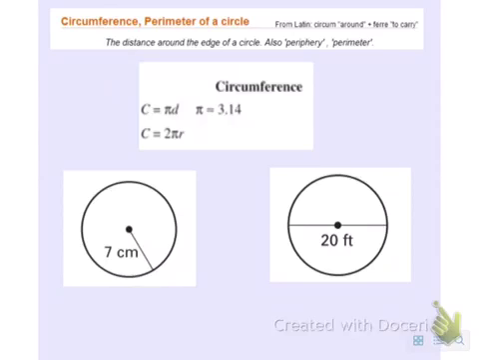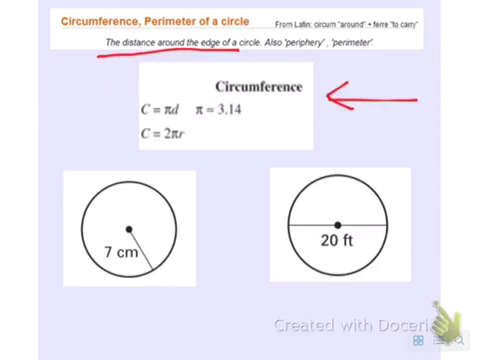Remember, the circumference or the perimeter of a circle is the distance around the edge of a circle. That is the definition. I looked it up on the internet. Again, this is the formula that you find on your formula sheet for circumference. All right? And what we want to be able to do is find the circumference regardless if we're given the radius or the diameter.